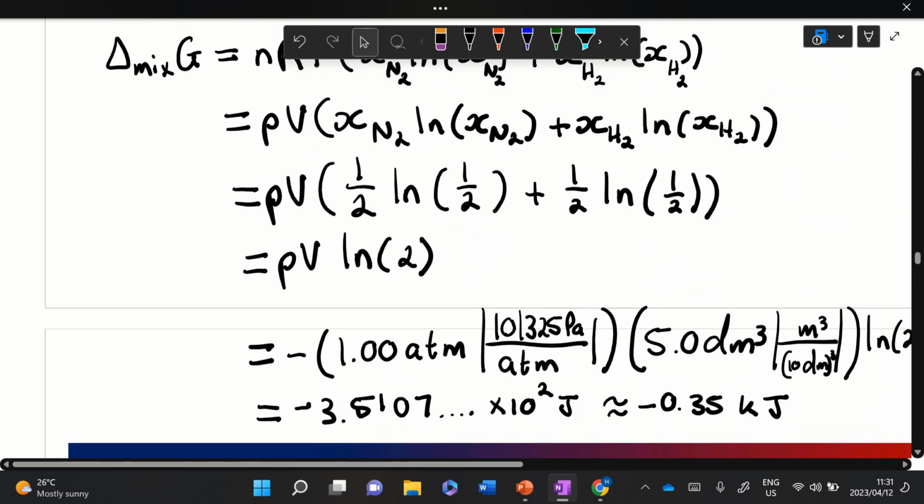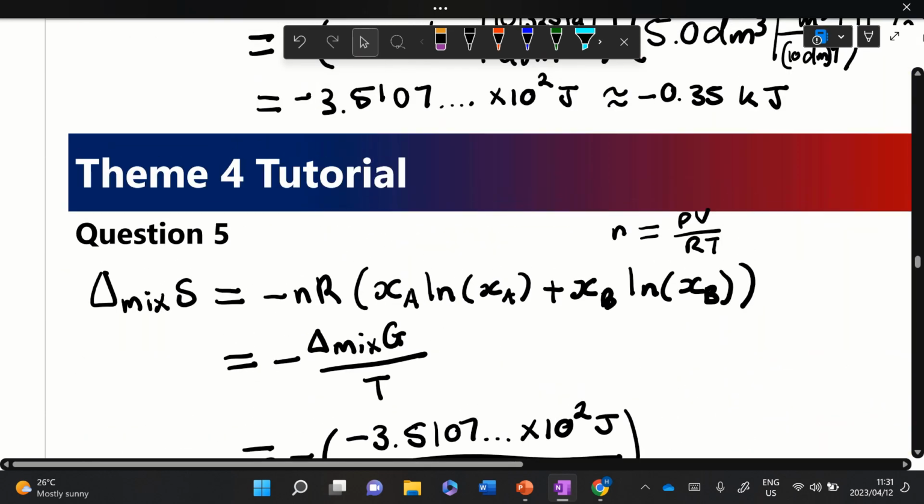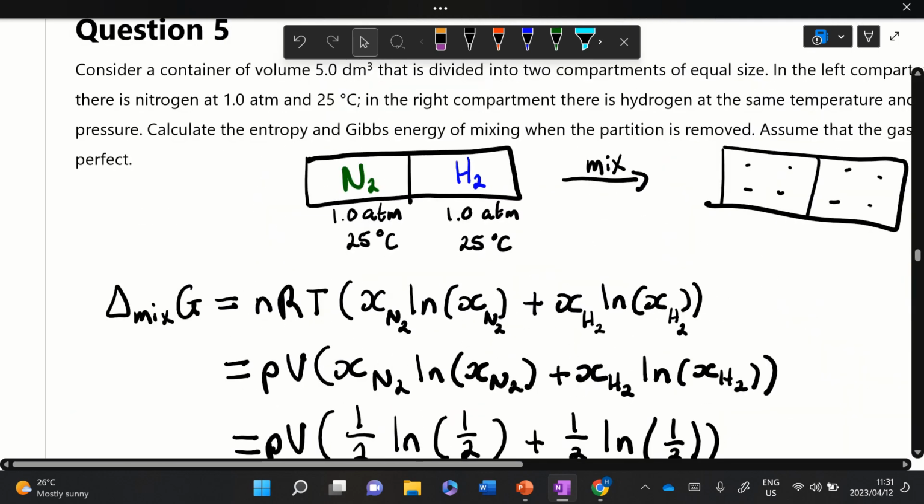Gibbs energy is negative, entropy is positive. Entropy is positive because of the order, the disorder increase. Gibbs energy is negative because it's spontaneous. So both give us an interpretation. Spontaneous: once the barrier is removed, the gases will mix spontaneously. Entropy increases because the disorder increases. The gases are mixed, they're no longer separated. They're now disorderly mixed together. There's no separation between the two different gases anymore. So that's some interpretation that you might get asked with the question, not just the calculation. They might give you the calculation and then ask for an interpretation.